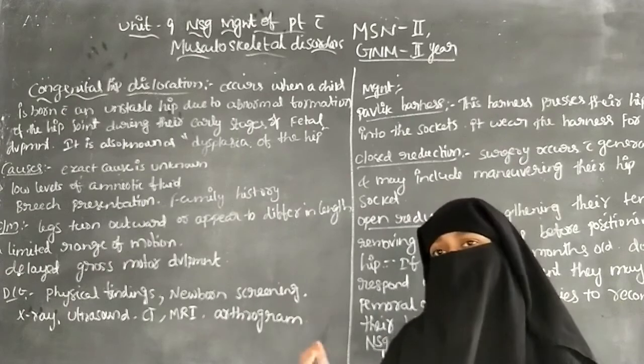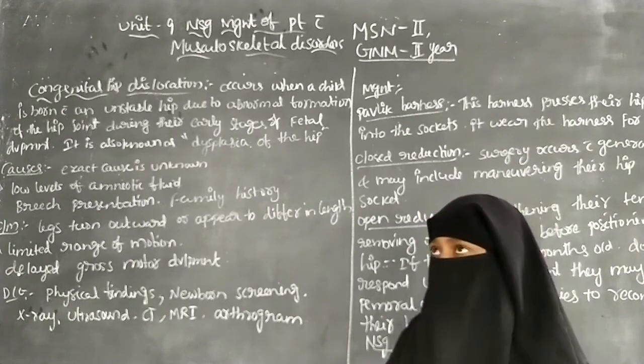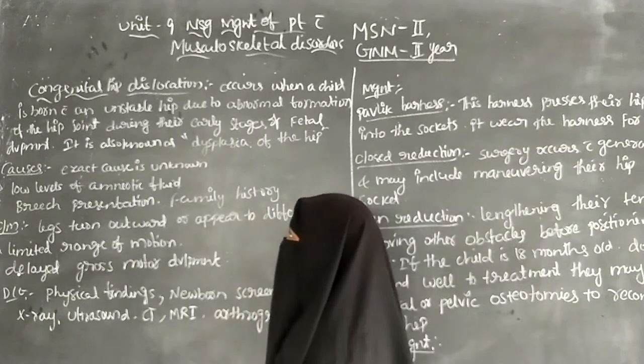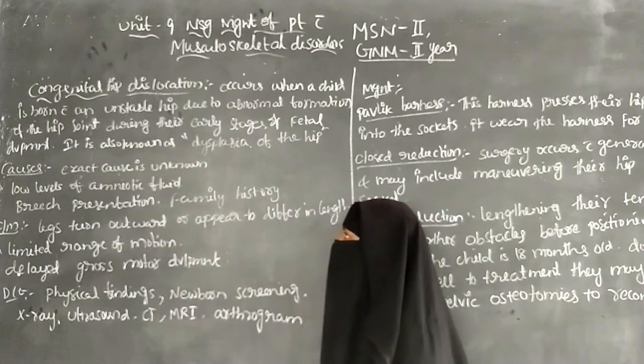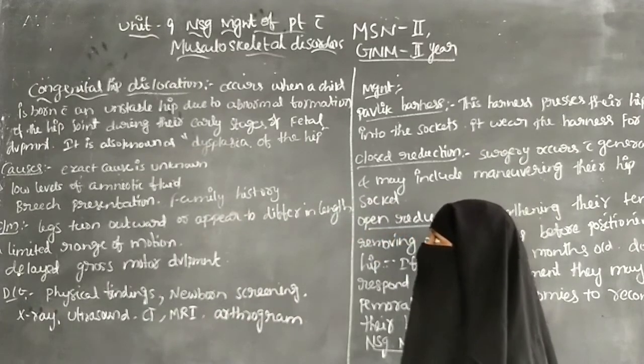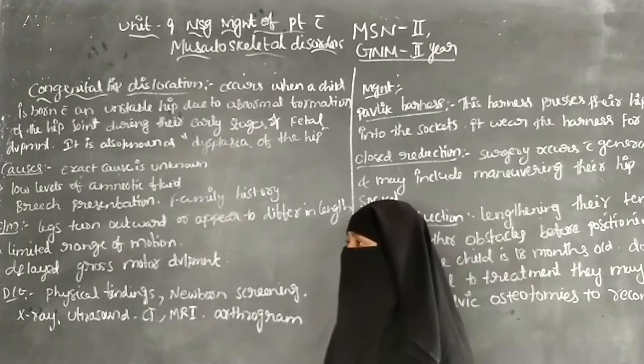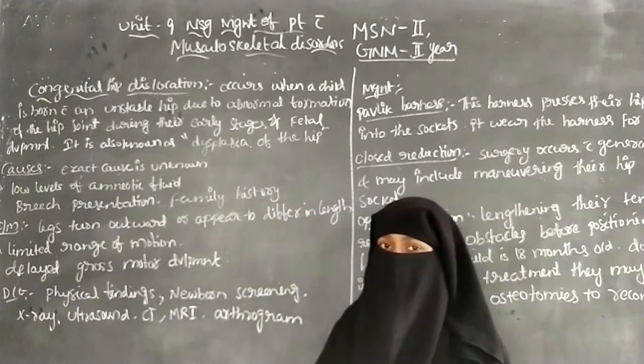In the last class we saw clubfoot. The next one is congenital hip dislocation. So today's topic is congenital hip dislocation. It is also one of the congenital deformities.